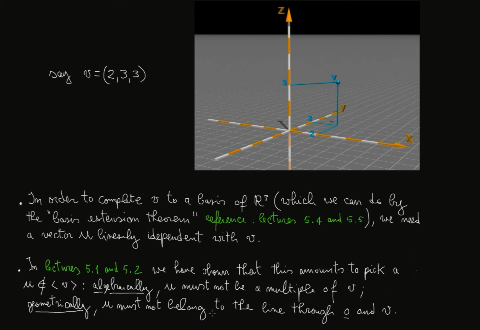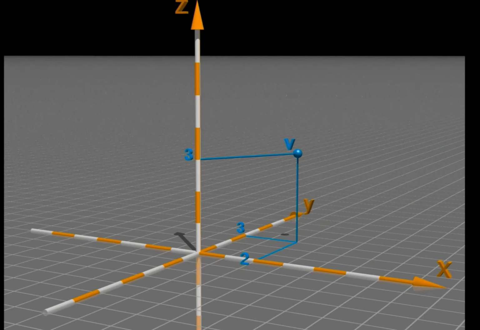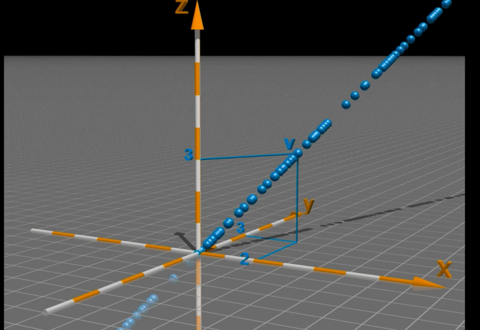Geometrically, u must not belong to the line through 0, the zero vector, and v. Let's check out the geometrical situation of what we have just said algebraically. So this is v, and this is a certain number of linear combinations, about 1,000 of them, of the set of vectors formed just by v, so of multiples of v. As you see, geometrically, these linear combinations all lie on the line passing through v and the origin of the axis.